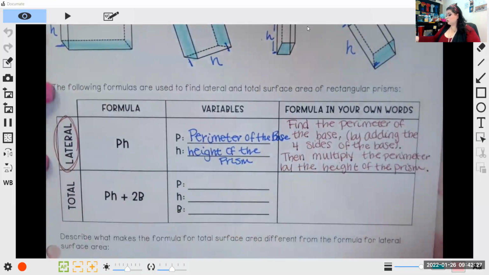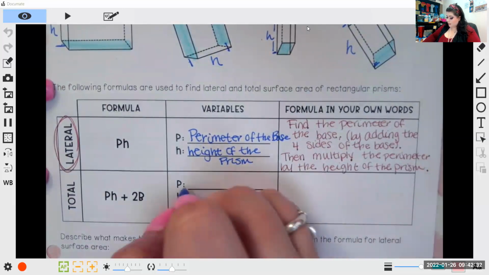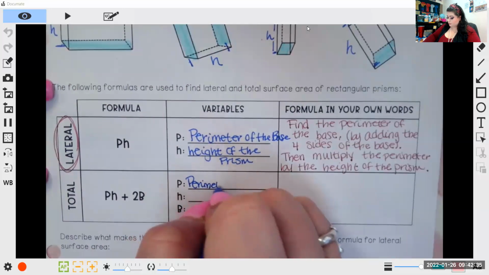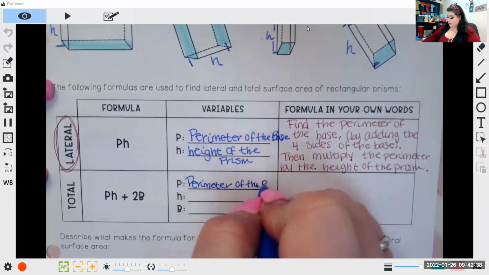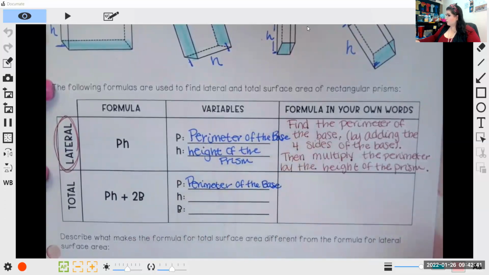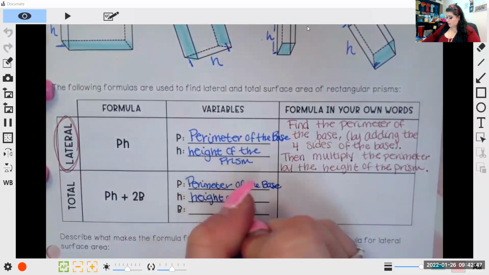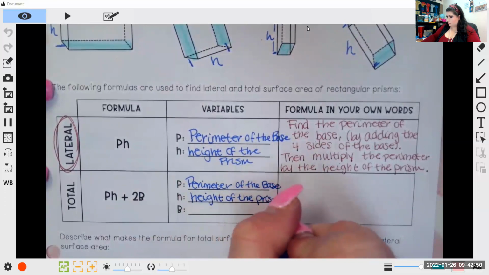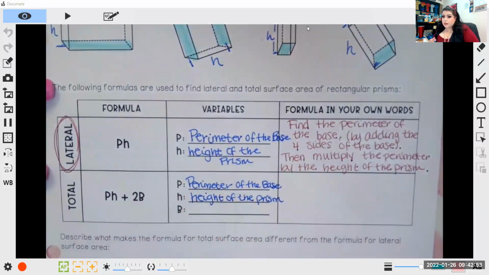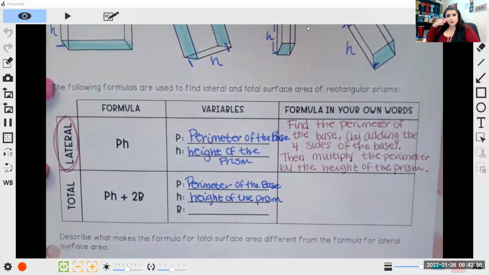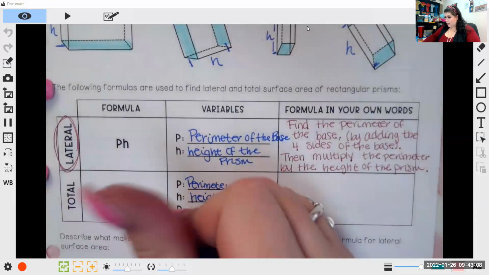Now let's discuss total. All right, we already know that P is the perimeter of the base, and we know that H is our height of the prism. And we know that big B from when we did volume stands for area of the base. We should have that ingrained by now: area of the base.